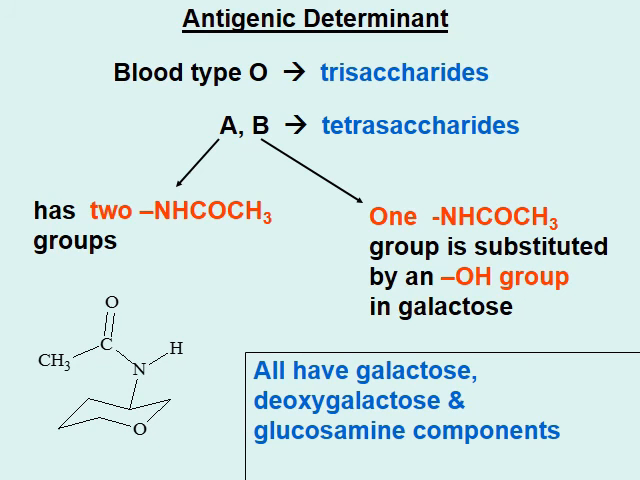In the last slide, we have shown you that blood type O has 3 sugar units. That's why it's called trisaccharides. On the other hand, A and B, they have 4 sugar units bonded, and that's why it's called tetrasaccharides. Something in common is all these sugars have galactose, and very commonly present. Then deoxygalactose, and also there is an amine group attached to the glucose. So these are the common features present in all these blood types.